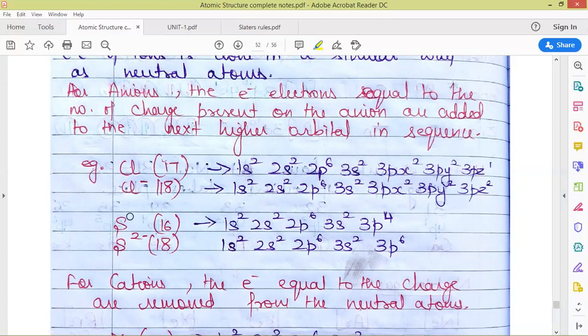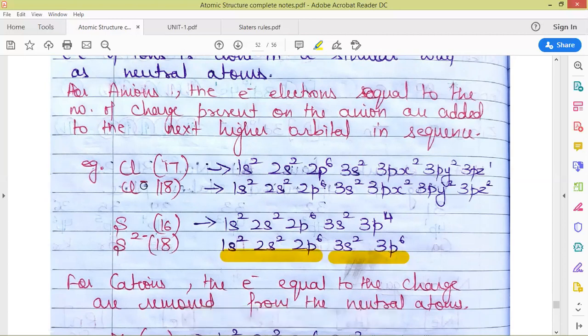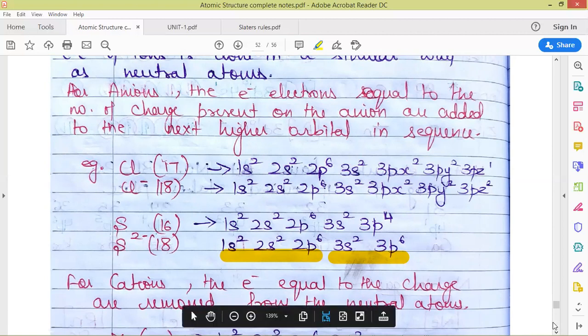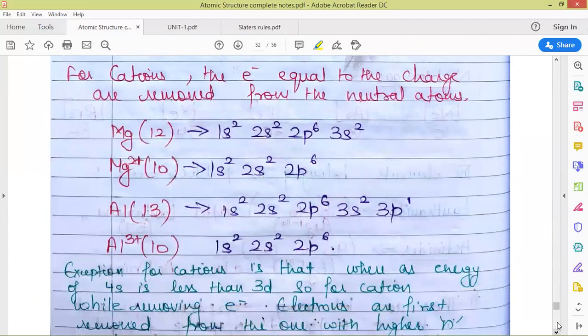Next example is for sulfur. Here atomic number is 16. It has outer electronic configuration of 3p4. So S2 negative has gained 2 electrons, so the total number of electrons is 18. The electronic configuration now becomes neon, then 3s2, 3p6. So it has attained the electronic configuration same as argon. Both of these anions have the electronic configuration similar to argon, which is the next noble gas after neon.